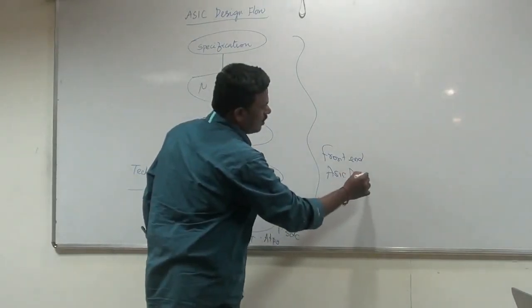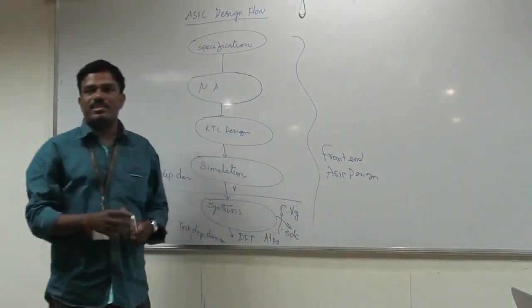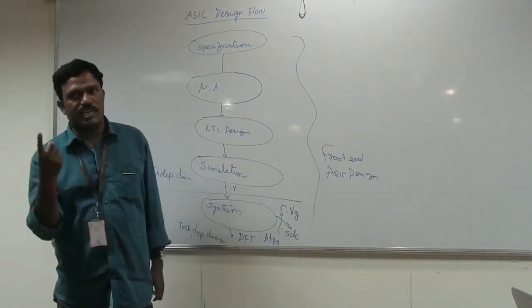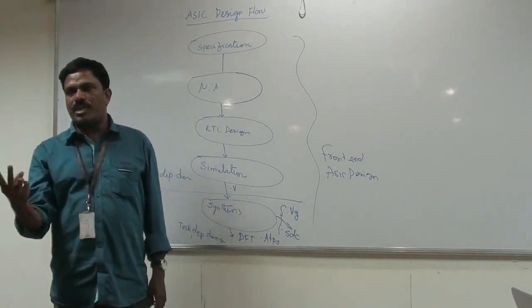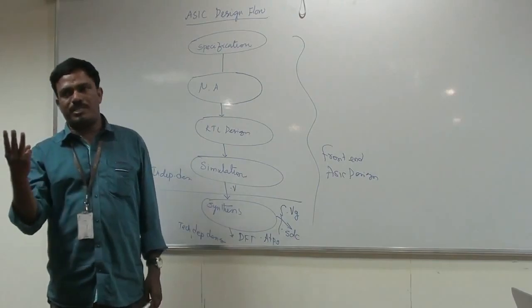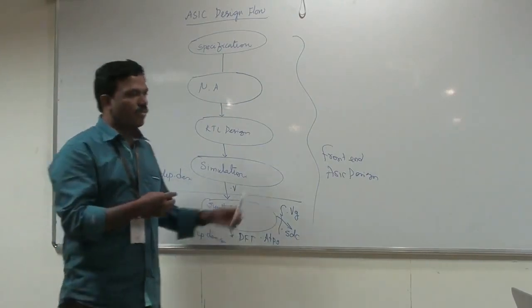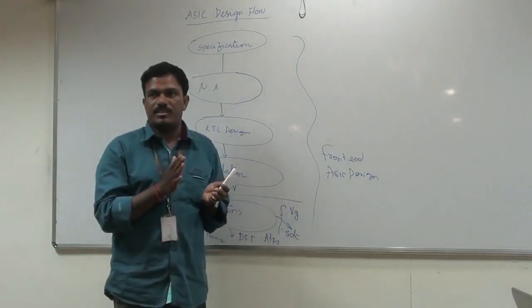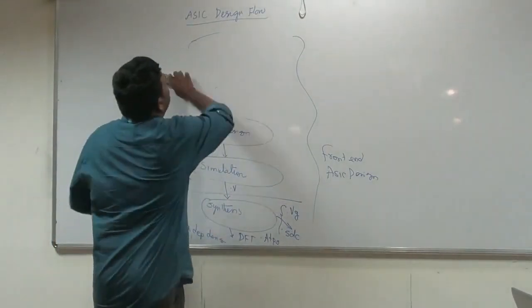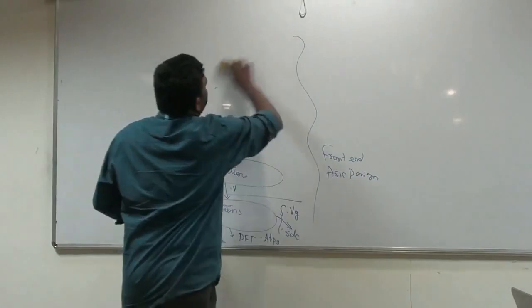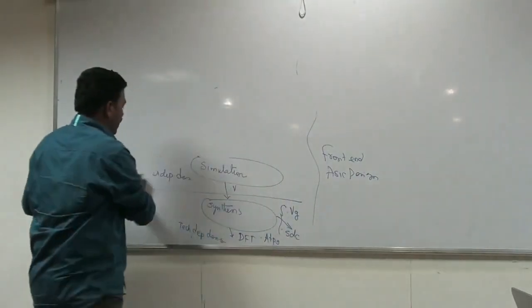Okay. This is not the end. Your ASIC design is divided into three varieties. One is front-end design, the other one is back-end design, the third one is fabrication. Okay. So now the first one is finished, that is, front-end design is over. So once front-end design is over, we need to go for back-end design.